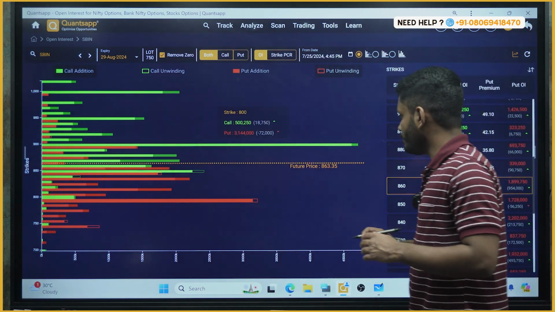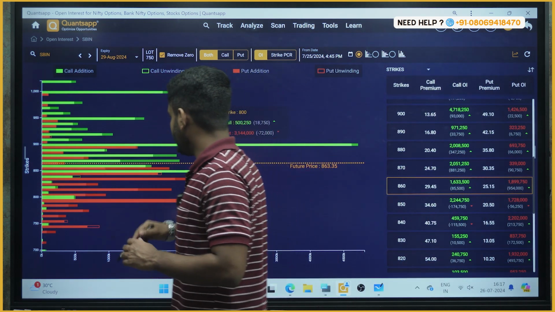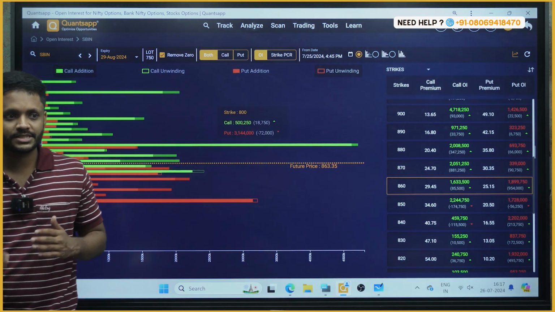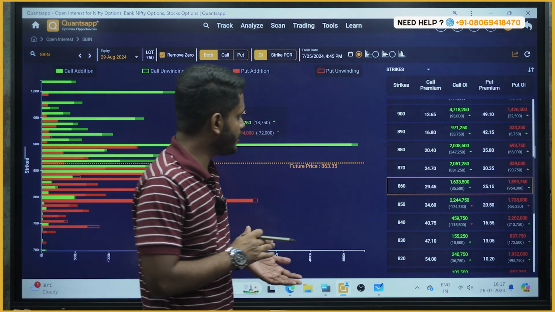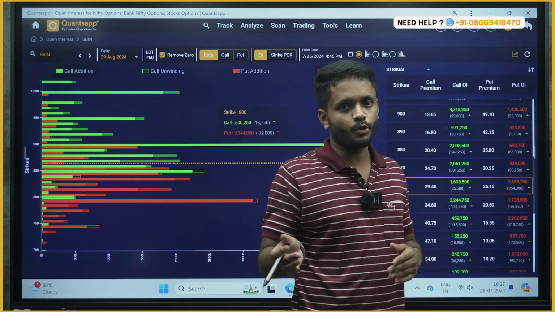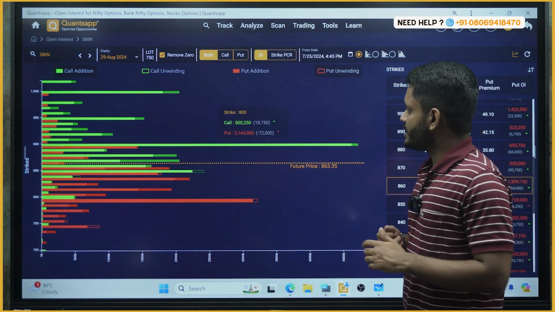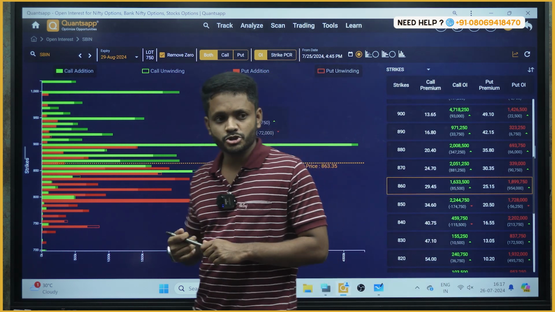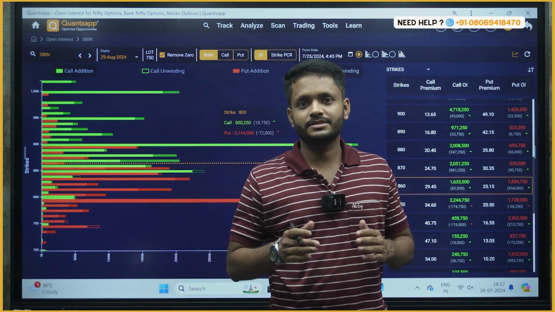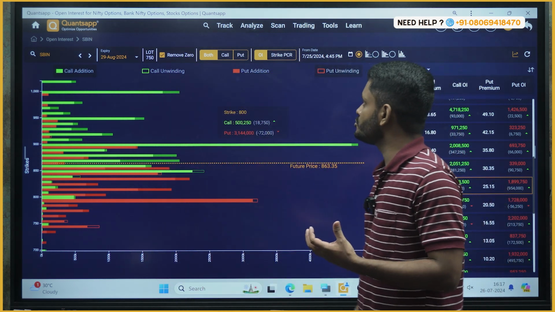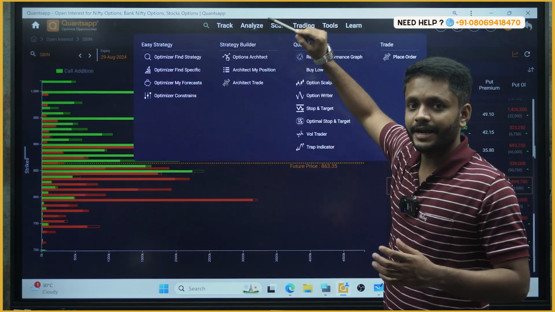Now, in this kind of scenario, if you are predicting the stock to stay sideways, what you can do is you can either go and deploy, I would say, a short iron butterfly or a short iron condor, correct? Because this is the kind of strategy which you usually deploy if you want to trade a sideways market.